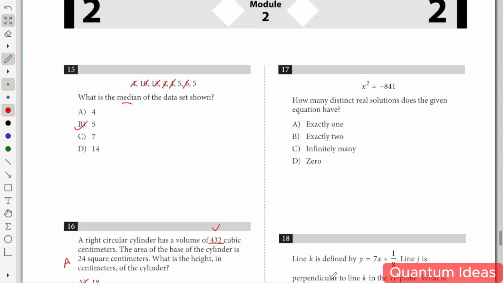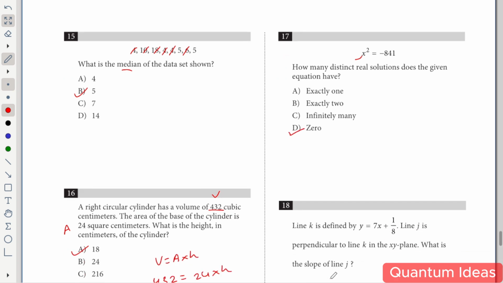Okay, let's see number 17. How many distinct real solutions does the equation above have? Since the square of any real number cannot be negative, the equation must have 0 solutions. Okay, so let's go to the next one.